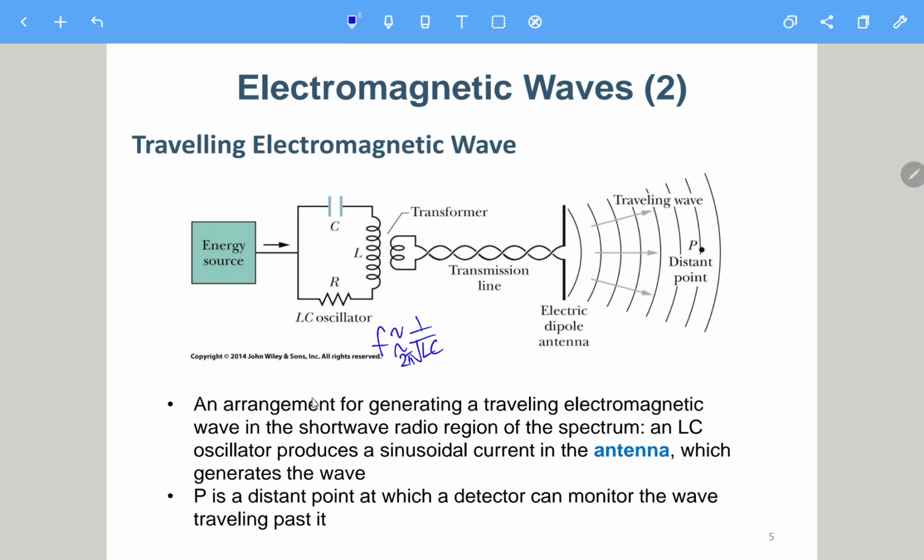Okay, so an arrangement for generating a traveling electromagnetic wave in the shortwave radio region of the spectrum. An LC oscillator produces a sinusoidal current in the antenna, which generates the wave. This is somehow like the source of the EM wave, and when it transmits the EM wave, this is the wave. These are the wavefronts.